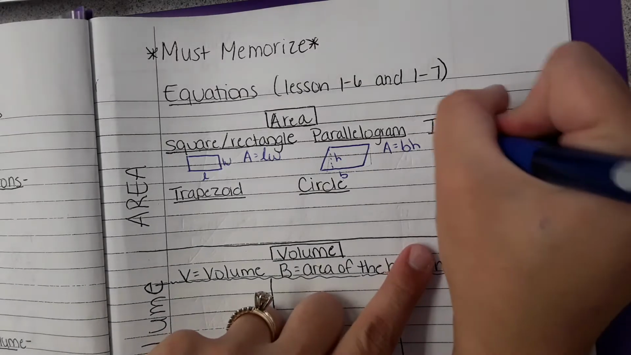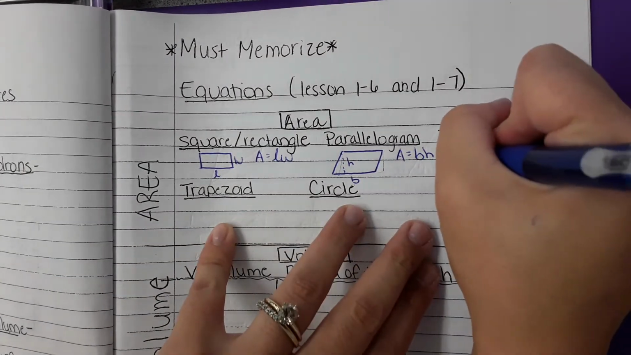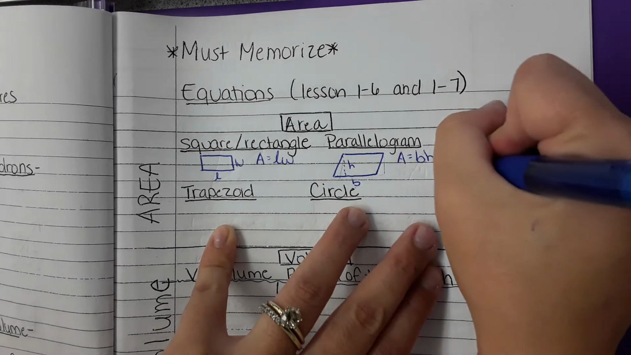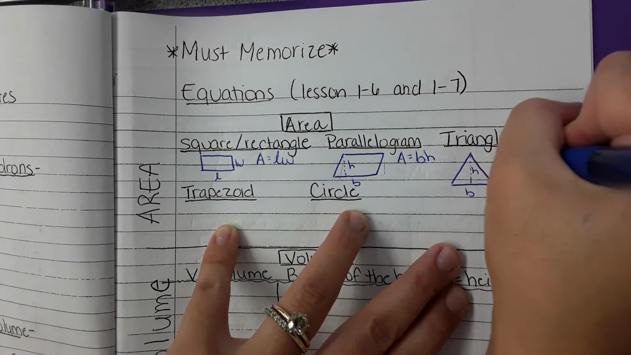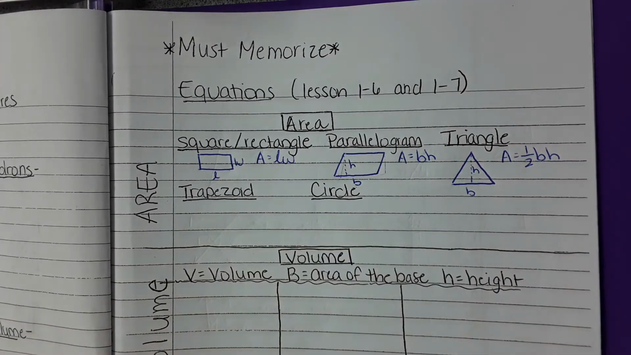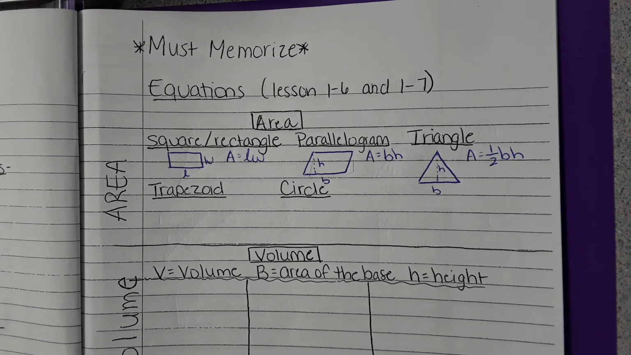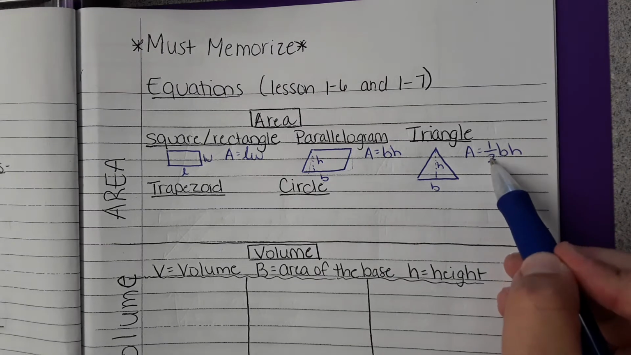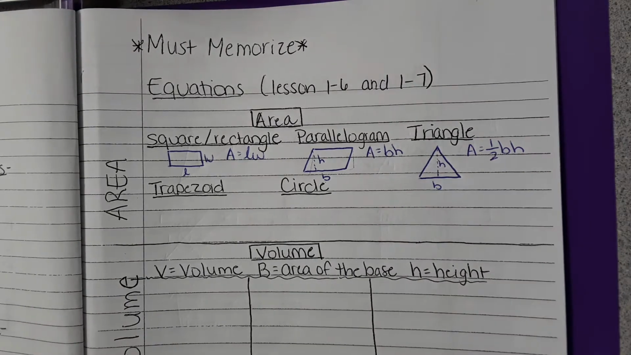Next is triangle. Yes, I know you know this, but now you have a place that you can reference it if needed. You have the height and the base, and the area of a triangle is 1/2 base times height. How would you plug that in a calculator? Well, multiplying by 1/2 is the same as dividing by 2, so you can divide by 2 instead.